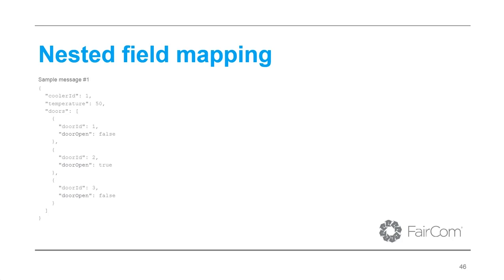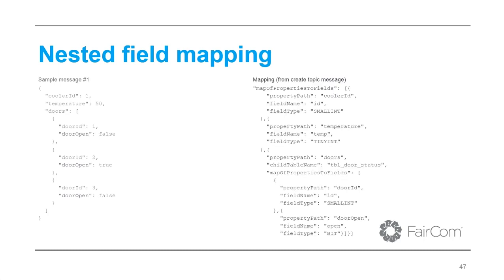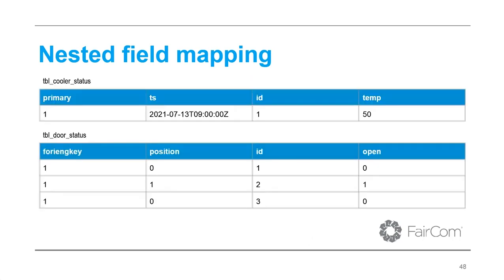But this is a little bit trickier because we have an array. So how would we map that? Well, it looks a bit like this. And I trimmed this to just cut out the map of properties to fields. You still see the cooler ID as we did before, temperature as we did before, but we changed it around. So now we have a property path called doors, and we say there's a child table. It's called TBL door status. And then we map its properties. So door ID is going to go to this ID column. Door open is going to go to this open column. Now it looks a little bit like this.